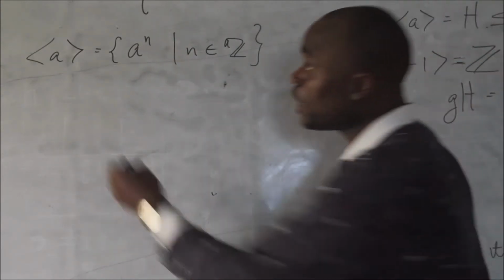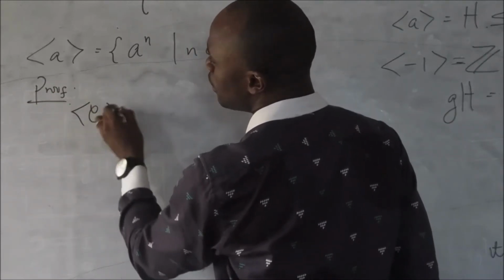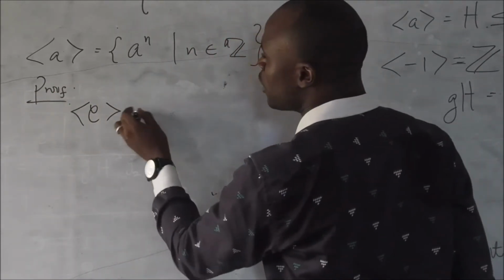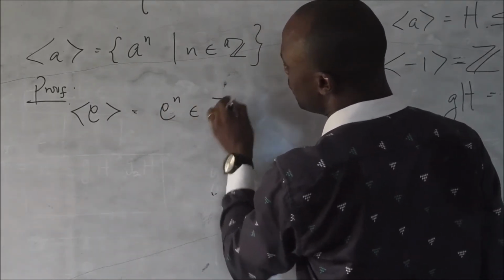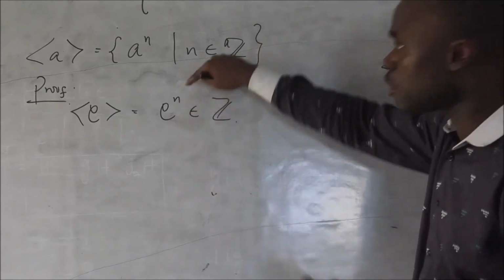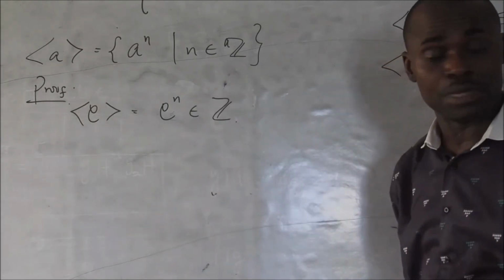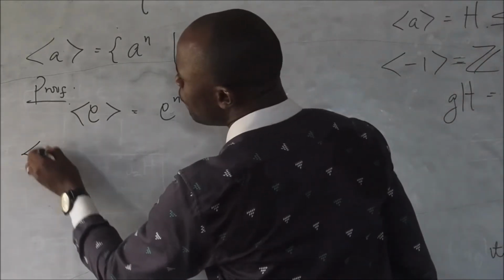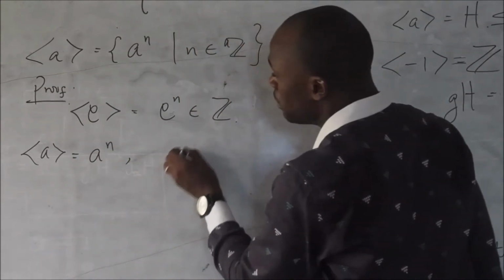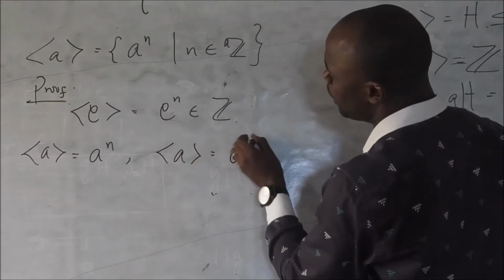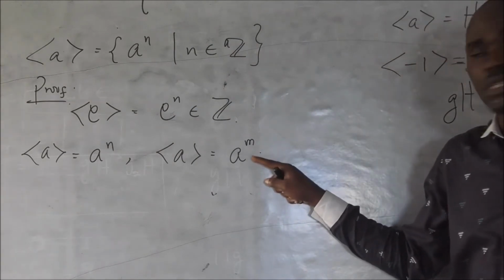Let us prove it. The proof that it is a subgroup, number one: we see that e is actually in it, because this is going to be e raised to the power of n, and that is in Z itself. The identity raised to the power of n is still going to give us an element here, which is the identity element anyway. But if this is equal to a^n, let's pick another element, say another generator, a^m, where m is another positive integer, or any integer.